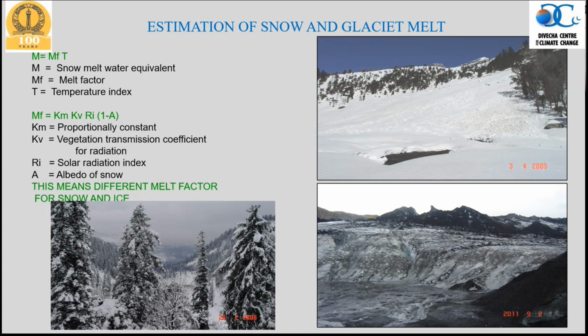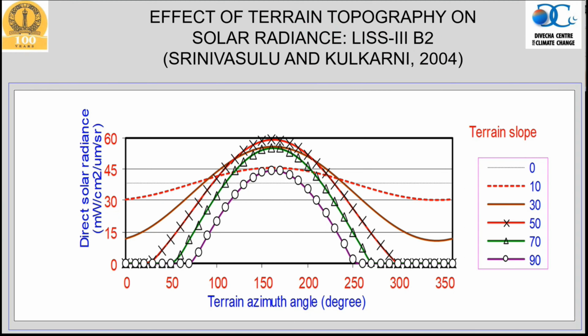We know that a significant change in albedo takes place as snow gets converted into ice. We have seen that. It means that there is a different melt factor for snow and ice. Ice has a low albedo, therefore it has a higher melt factor, and snow has a high albedo, therefore it has a lower melt factor. So you have to realize it is a function of that.